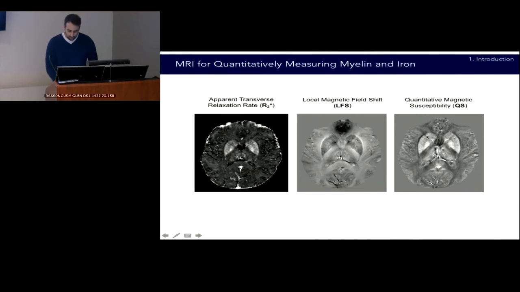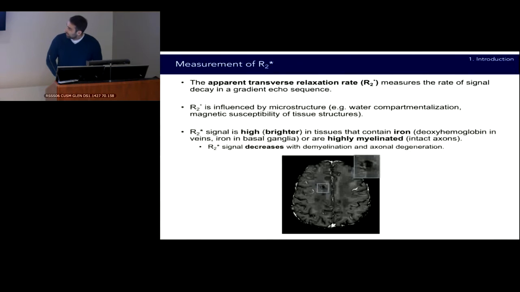And I'd just like to take a moment to go through what each of these are and how we measure them. So the R2 star measures the rate of signal decay in a gradient echo sequence, and it's influenced by white matter microstructure, including water compartmentalization, magnetic susceptibility, and iron. Values of R2 star are brighter in deoxygenated blood, for instance in the venous vasculature, and darker in regions of white matter lesions where myelin loss is apparent. In this case, darker represents demyelination.